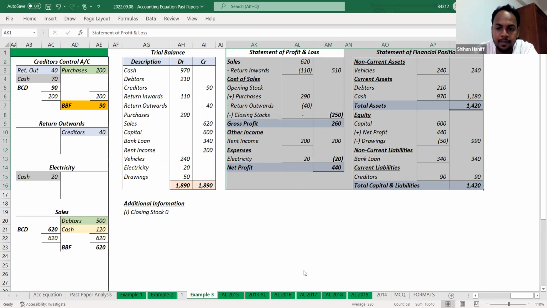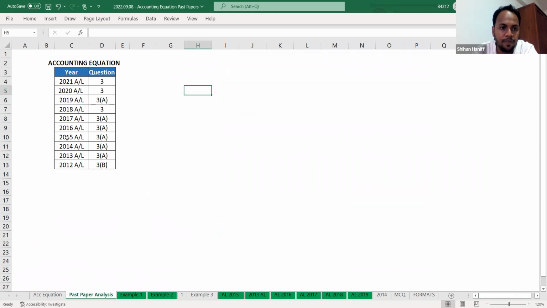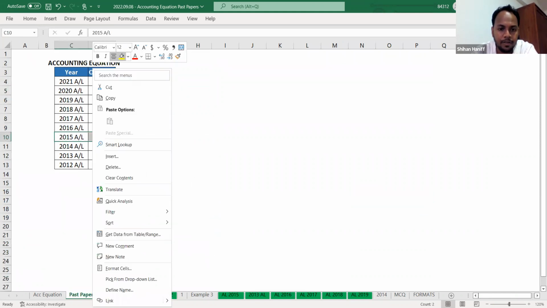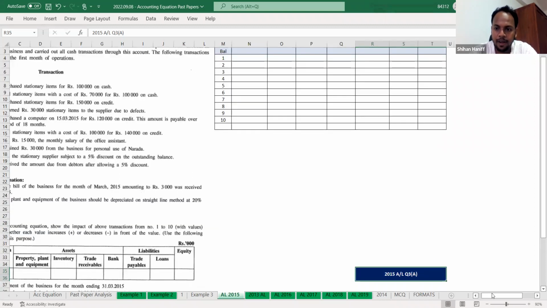Now today, I'm going to discuss some important past papers. So let's start with the 2015 paper, 2015 A-level question number 3, part A. Take your books and get ready to do the questions with me. If you have doubts, you can ask in between.